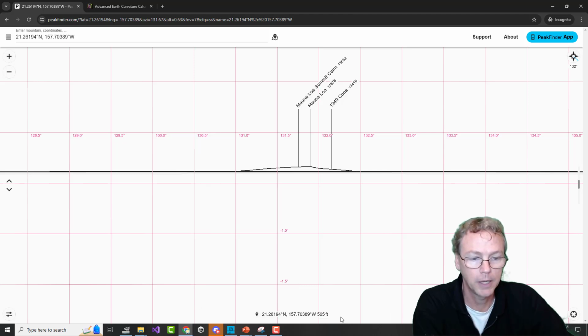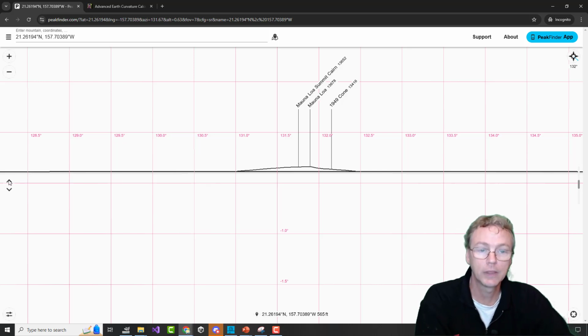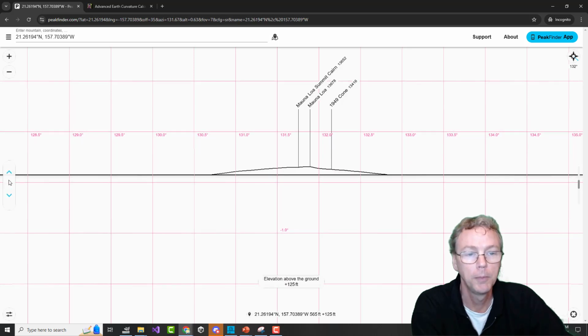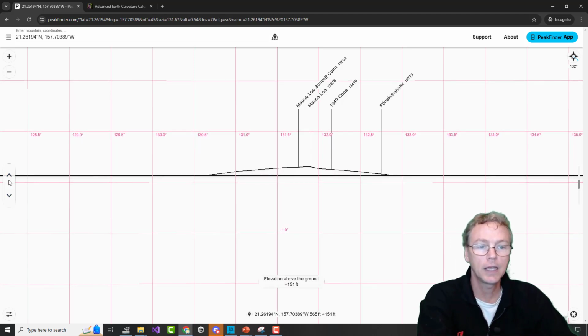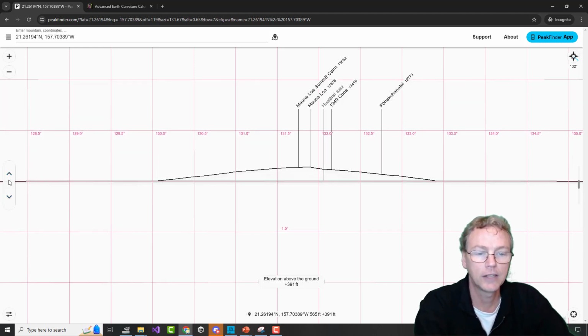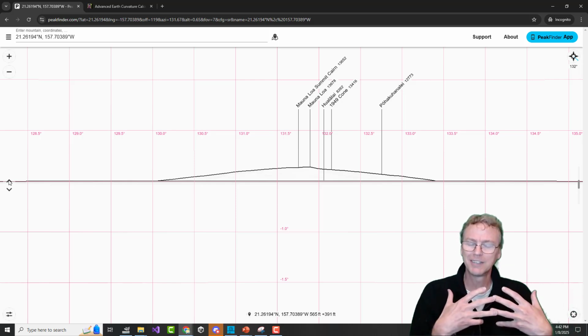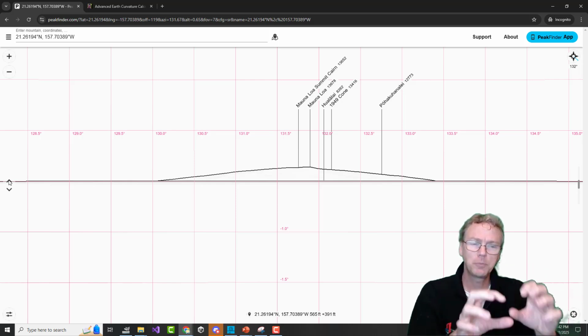Let me make that go away. I'm at 565 feet right now, and that's ground level at that location, according to Peakfinder. If I just go up a little bit, see how we're revealing more of the island as I just go up? It's not bringing the island closer to me. Why is the island getting bigger?